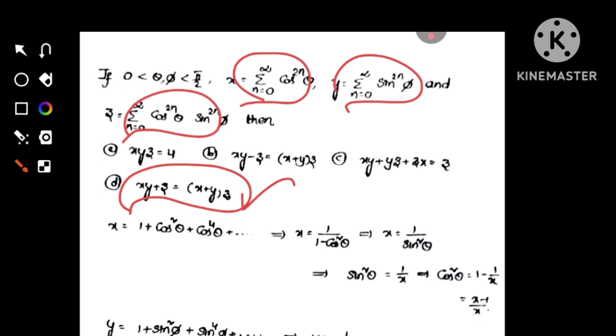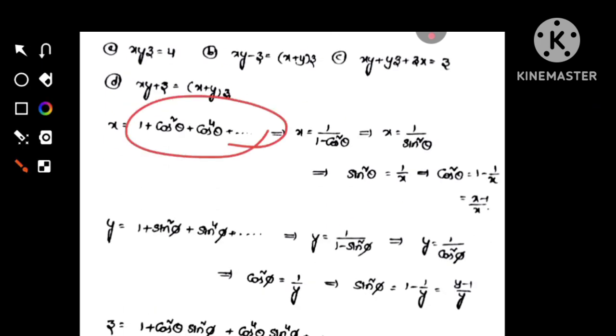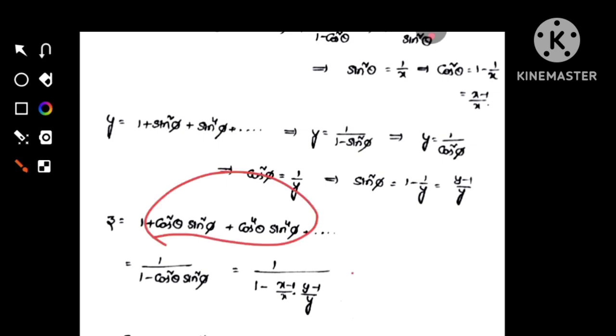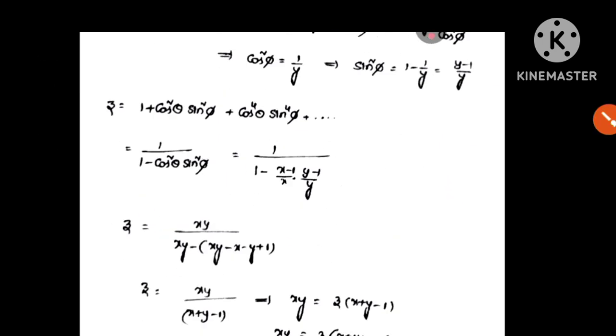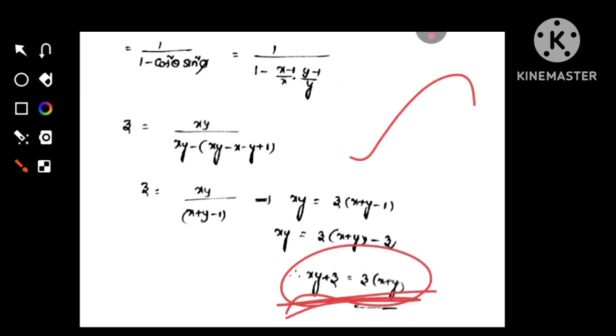Okay, simply here we have to take the expansions of the x, y, z terms. All three terms are in the form of the sum of an infinite GP series. Simply we apply the formula a by 1 minus r to find the three values here, and then replace the x comma y values in the z equation, then directly you will get the answer.